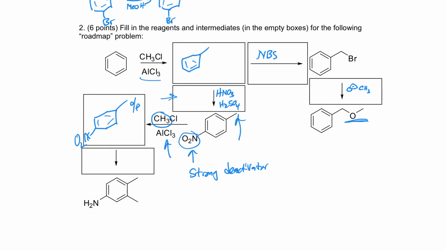Obviously, ortho-para is right there. And the last step then is to reduce the NO2 to NH2. Zinc and HCl will do that reduction for us.